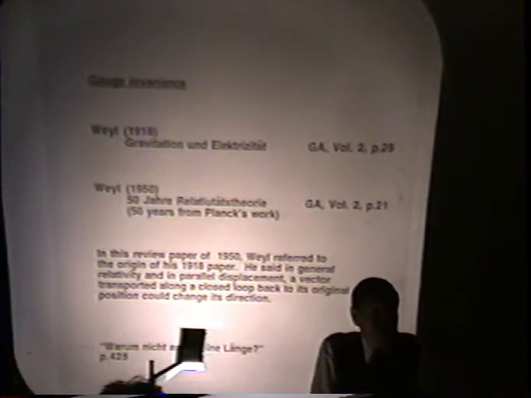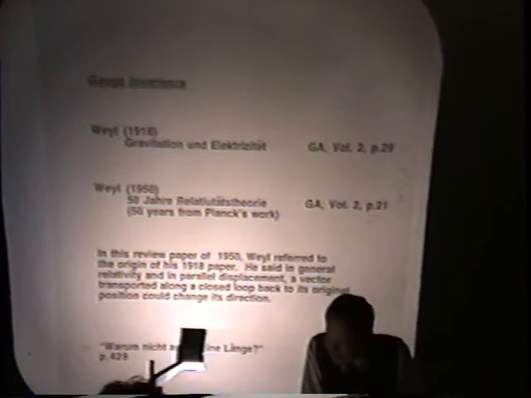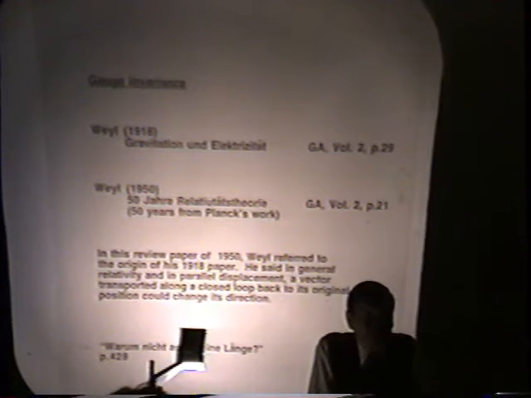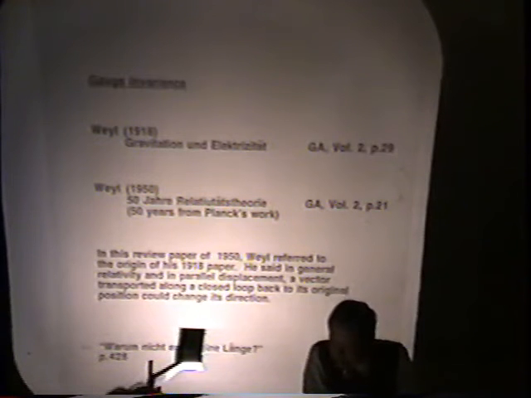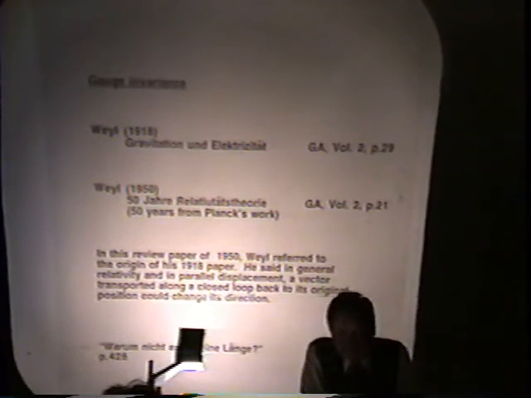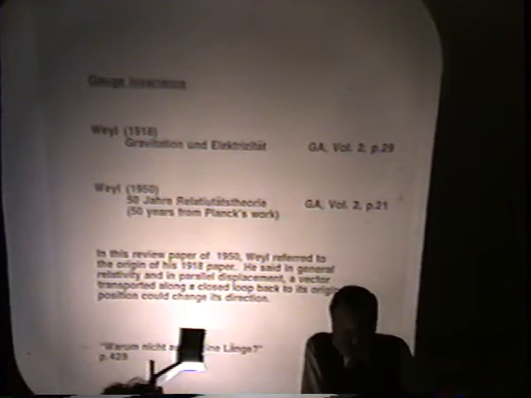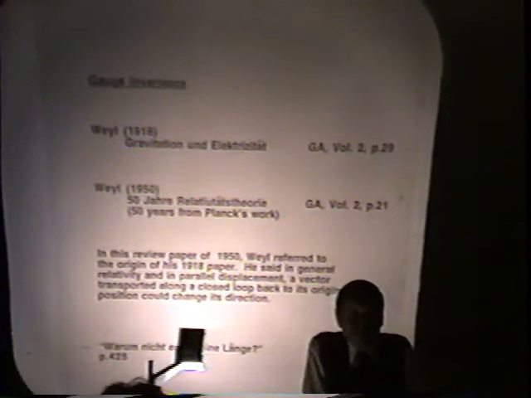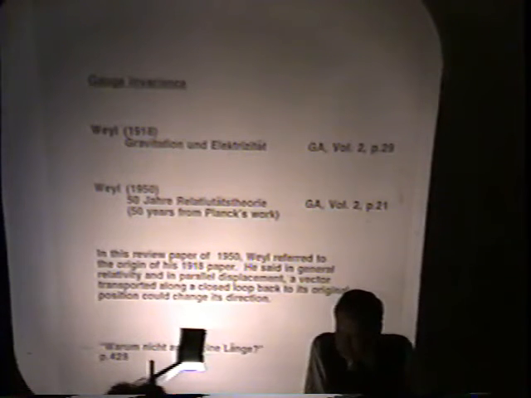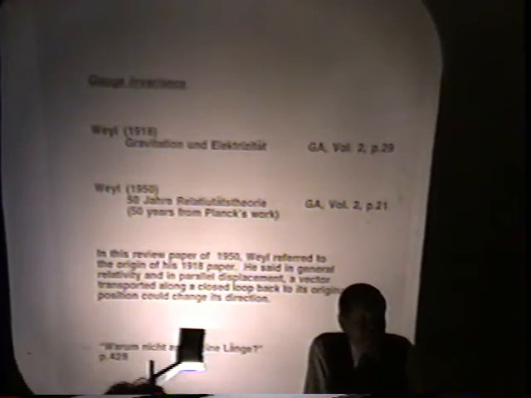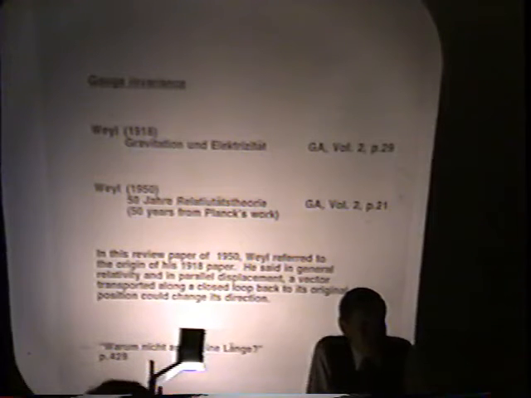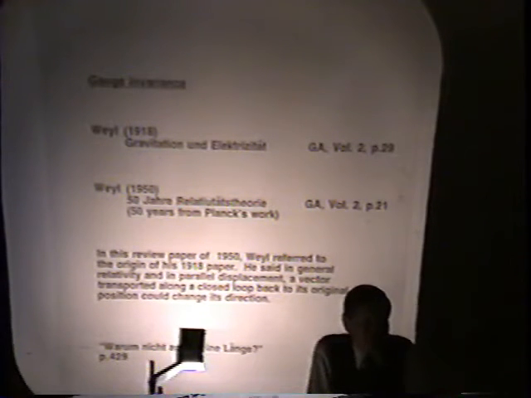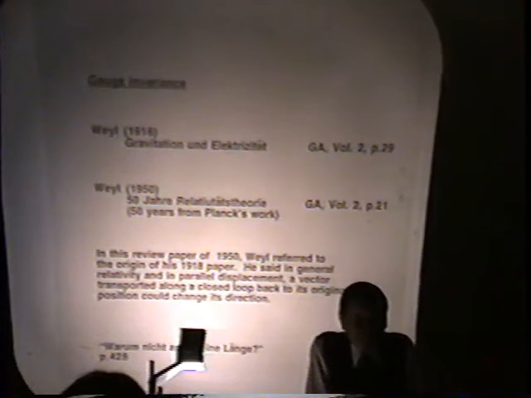What was his motivation? Well, in 1950, that was 5 years before he died, he wrote an article called "50 Years from Planck's Work." This is a review paper in which he talked about his 1918 paper. In 1950, the gauge field concept was not yet accepted as very important. In fact, it was not accepted as important at all.